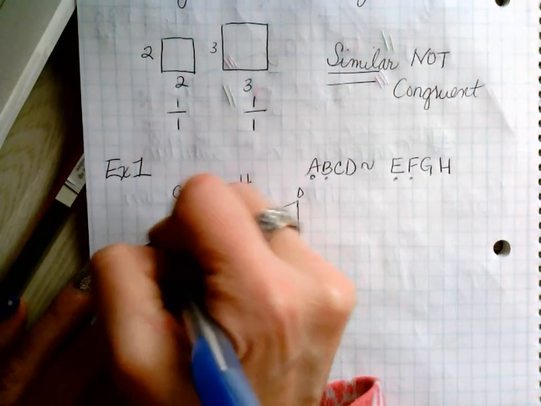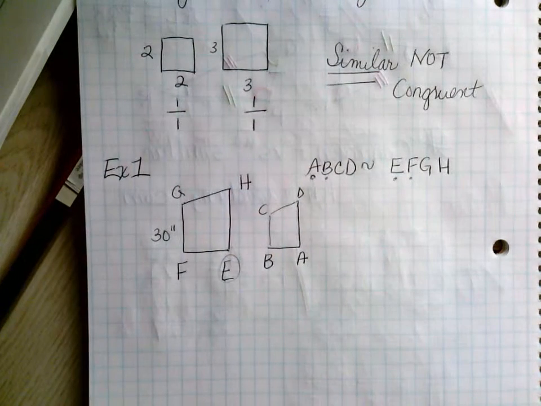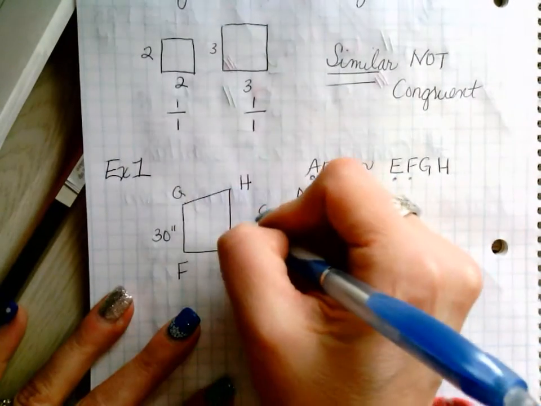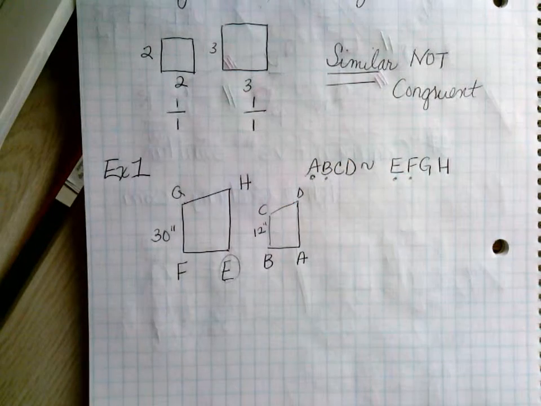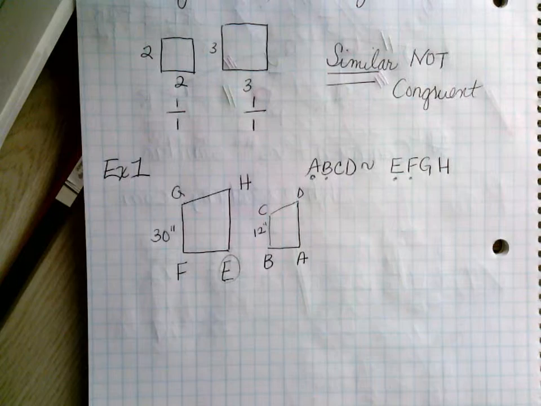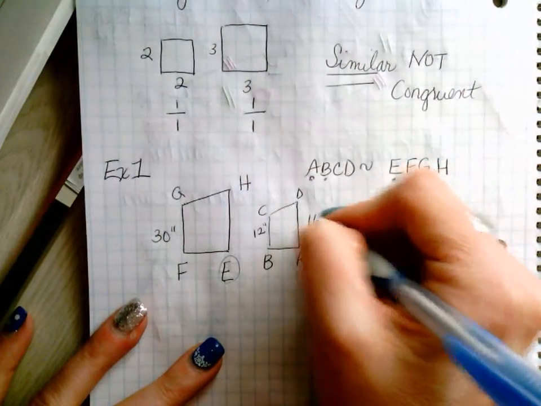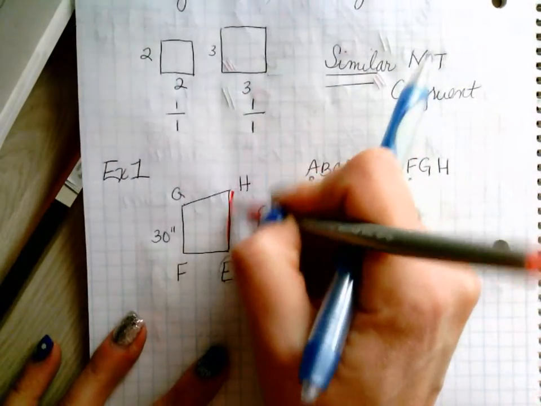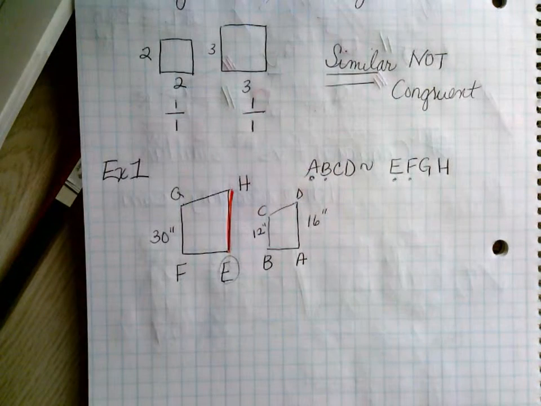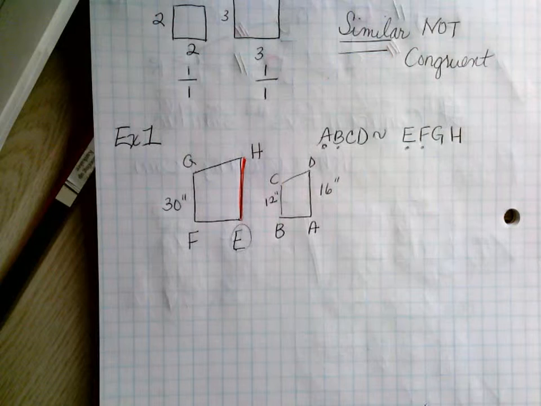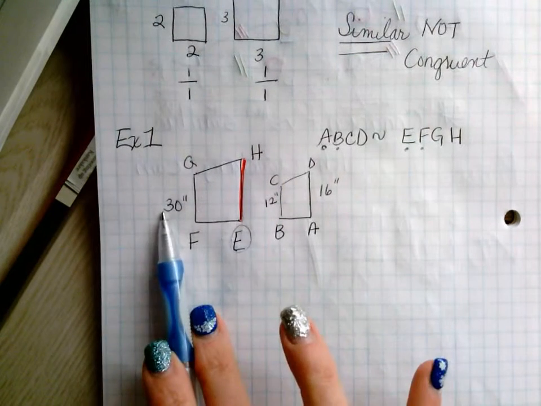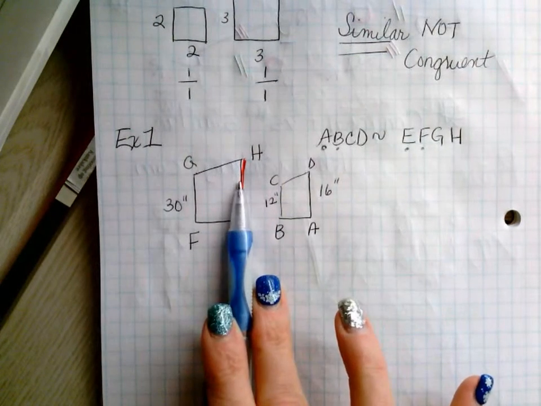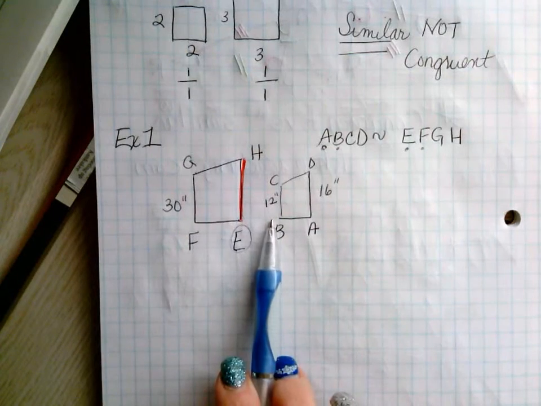FG is 30 inches. And then they tell me that BC is 12. And they tell me AD is 16. But they want me to find EH. Okay? This is the side length that we know. Well, by comparing a pair of matching side lengths, we can uncover what the value of EH is.